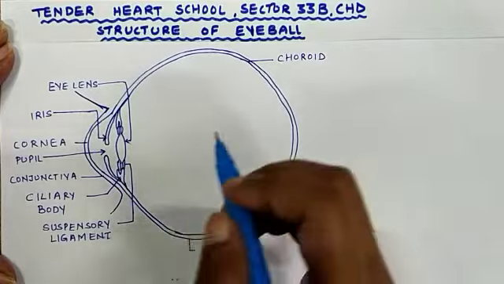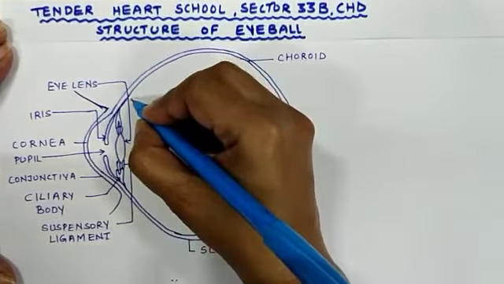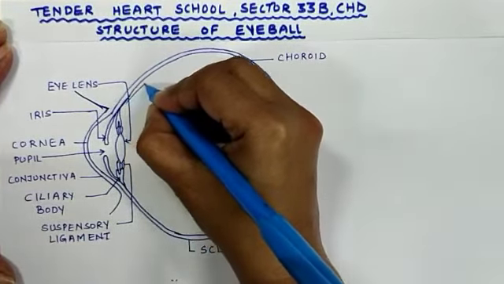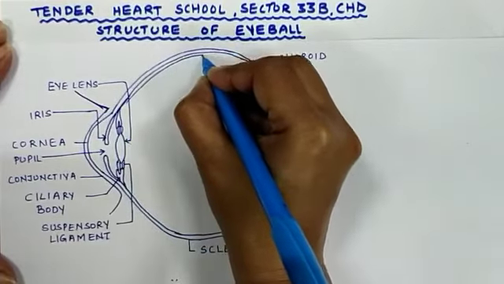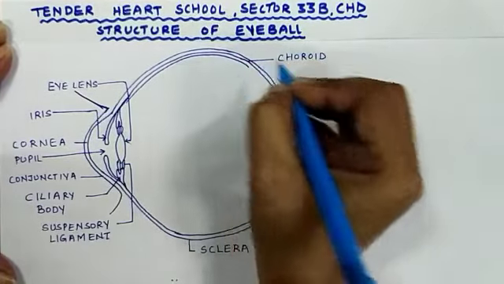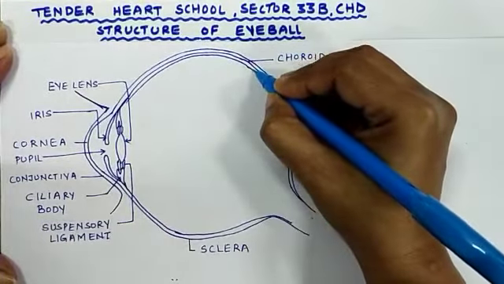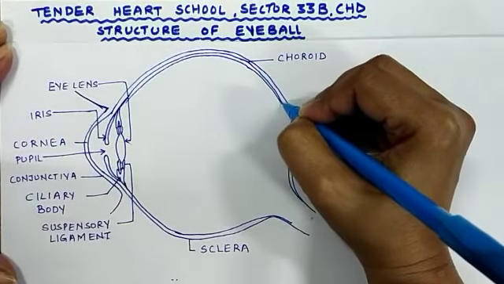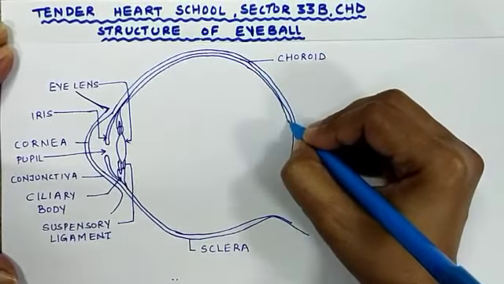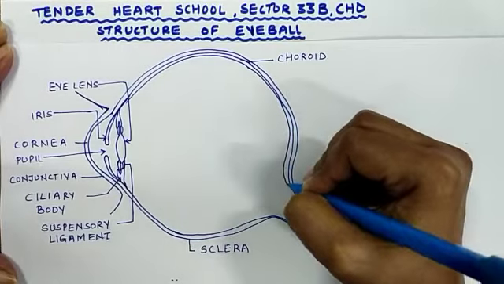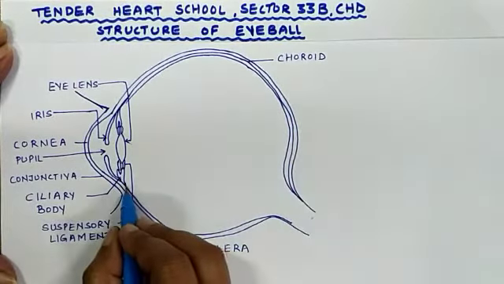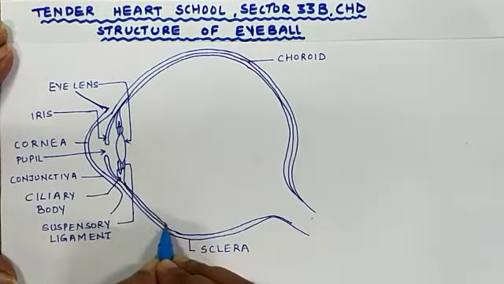Now let us start with the third layer of the eye, that is the retina. Retina is the innermost layer of the eye which is present below the choroid layer, inside the choroid layer. It is the innermost layer of the eye, right? So this is your retina.